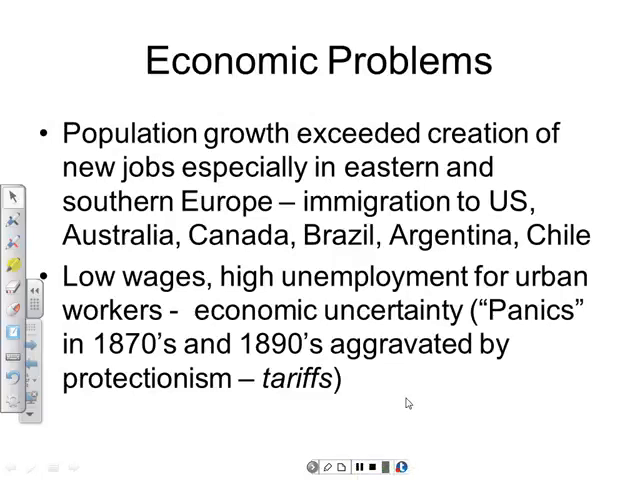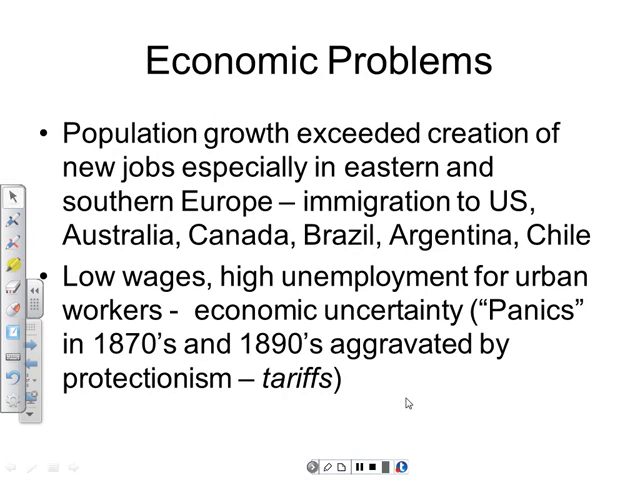All right, let's talk a little bit about economic problems. We talked about how there was a lot of economic growth and prosperity in the late 19th, early 20th century, but with this growth came some problems as well.